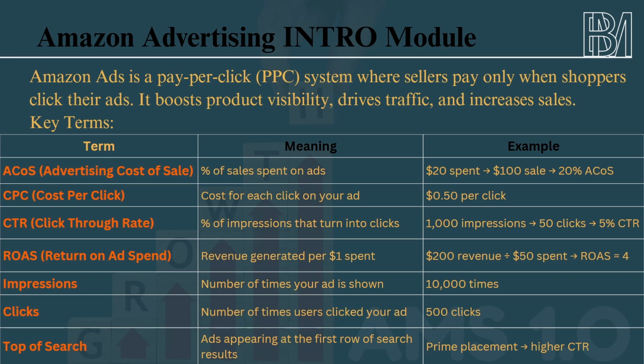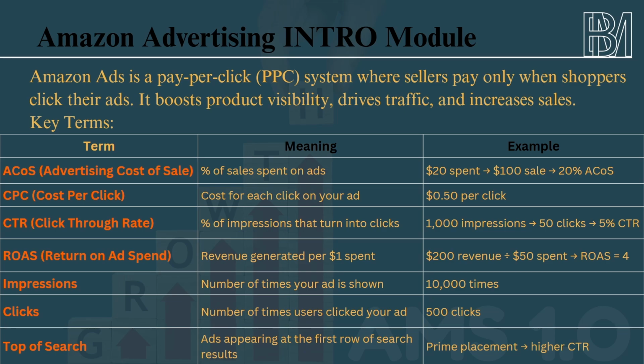Now let me give you an example. For example, you spend 1,000 rupees on your ads this month. Now total sales will be ad sales plus organic sales, and let's say that it is 10,000 rupees. So what will be your TACOS? Your TACOS will be 1,000 rupees that you have spent on your ads divided by 10,000, that is your total sales, multiplied by 100, that is 10%.